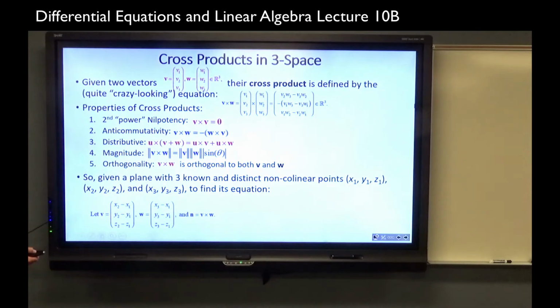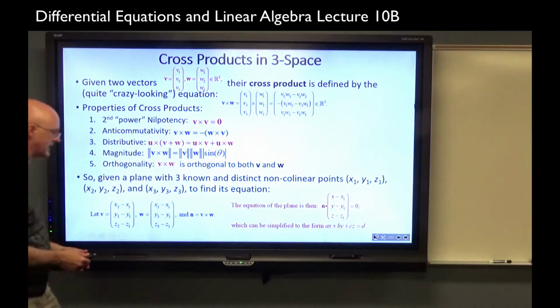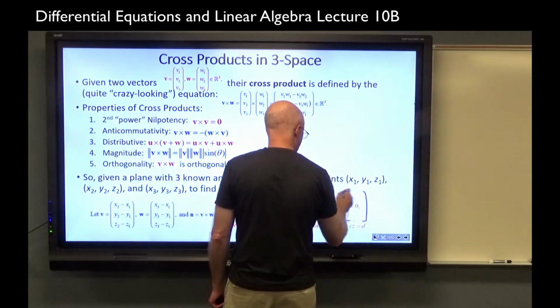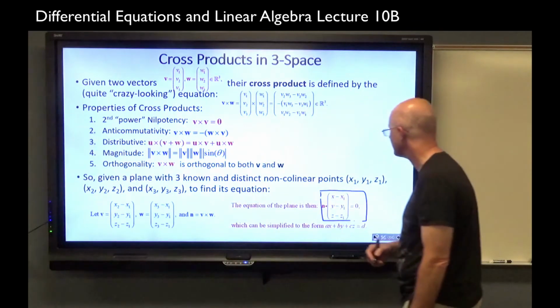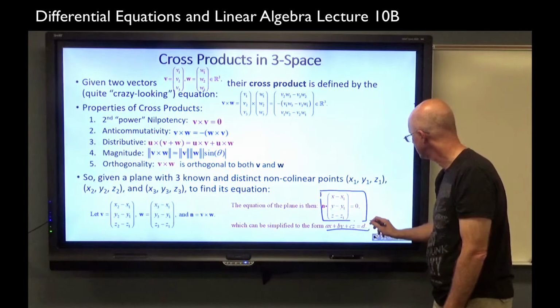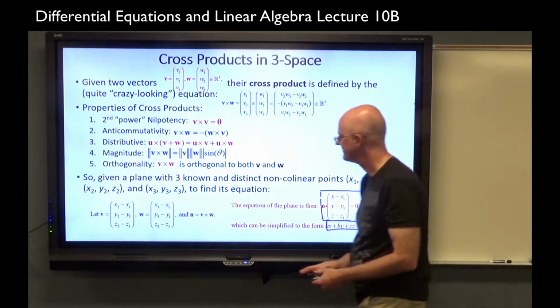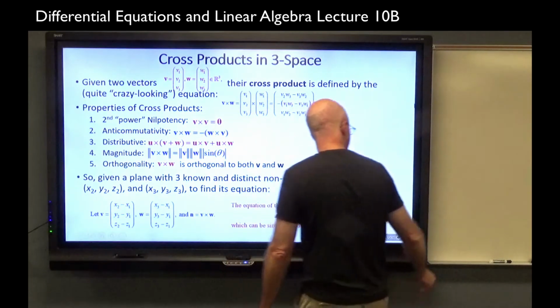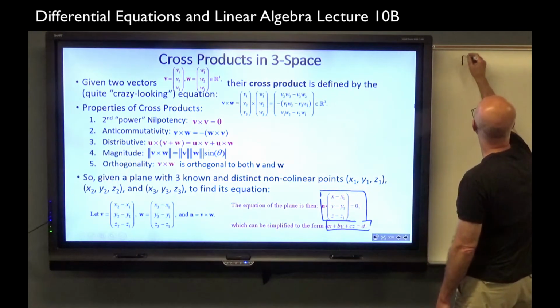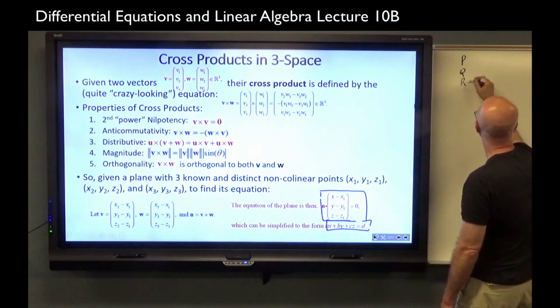You let n be V cross W, and it turns out the equation of the plane is given by this dot product equaling 0, that is a dot product there. And you should be able to simplify that to a scalar equation that looks like this. So let's do an example. Let's be given 3 points. I'll call them P, Q, and R.